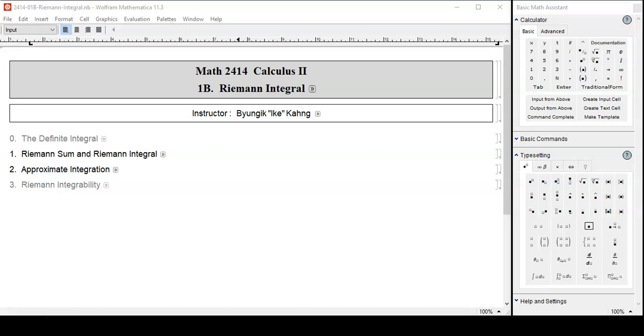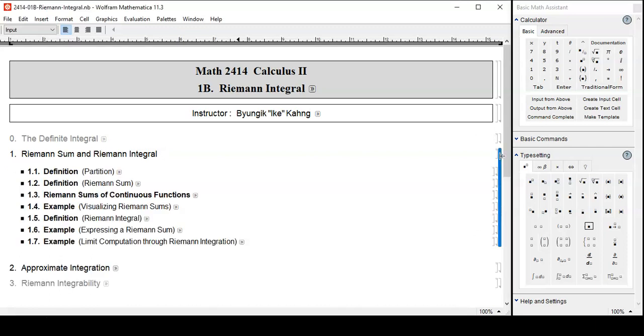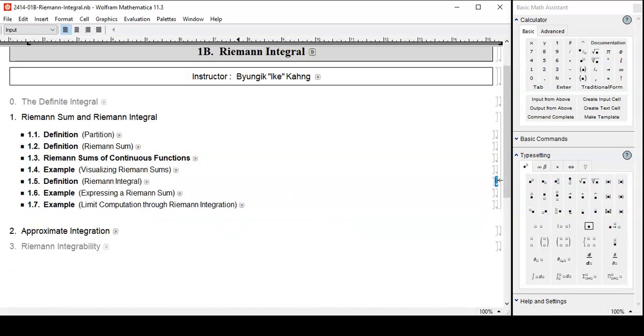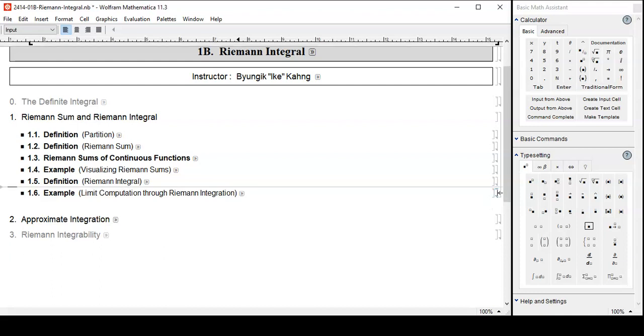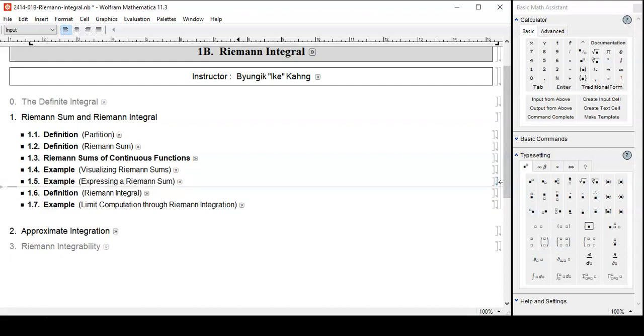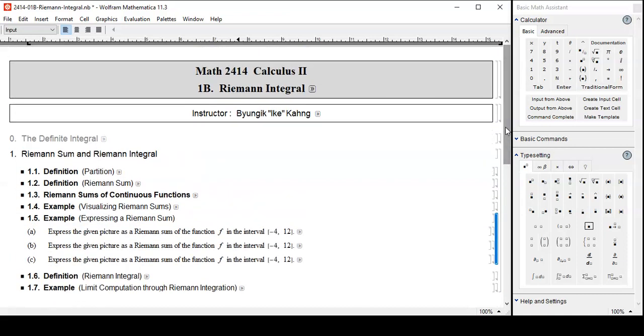Hello students, welcome back. So far we defined and studied Riemann sums along with the visualization. Now let's go to some exercises on Riemann sums before going over to the Riemann integrals. So before this, let's do this one first. So let's switch the order. There you go, and let's do this one first.